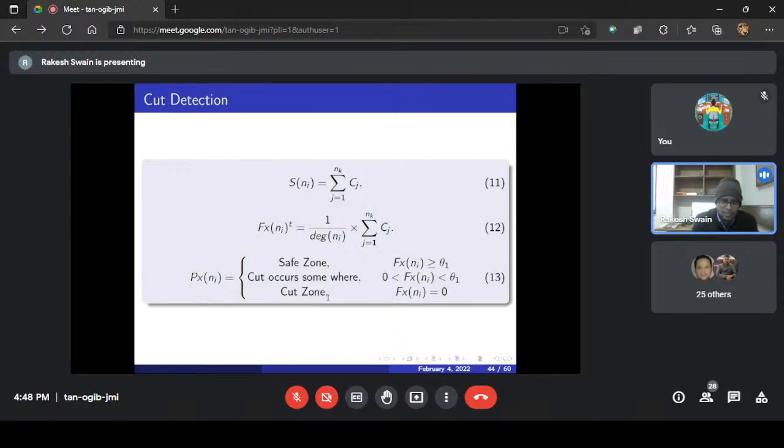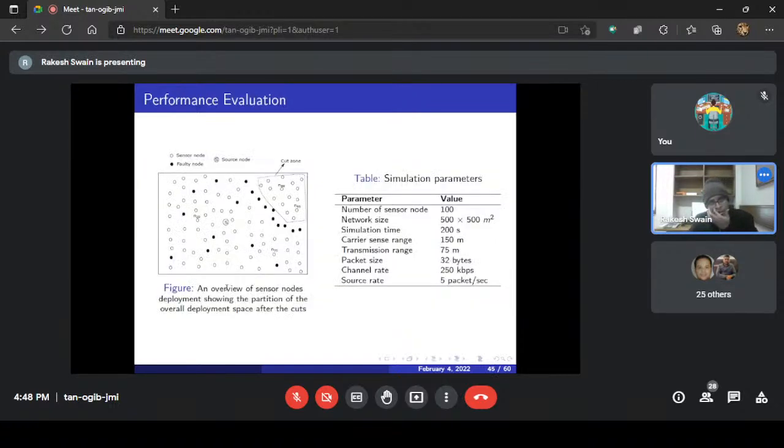So each node has a potential factor to find out whether the node is present in the safe zone or in the COT zone. This is just a simulation here. Some nodes will be deployed. The black color nodes are the COT nodes, so this part is your COT zone. These are the COT zone and these are the safe zone.